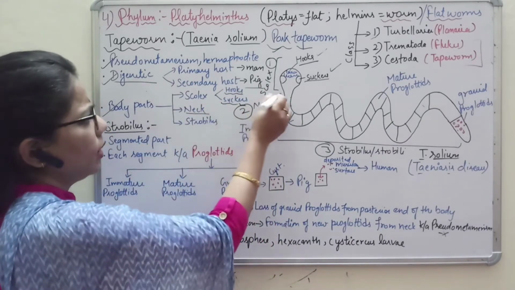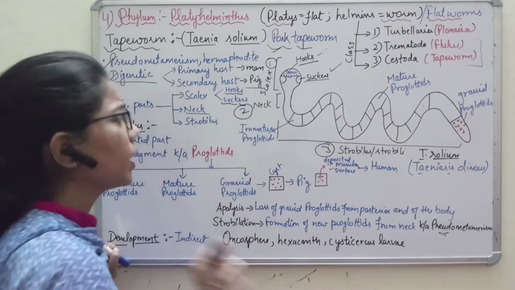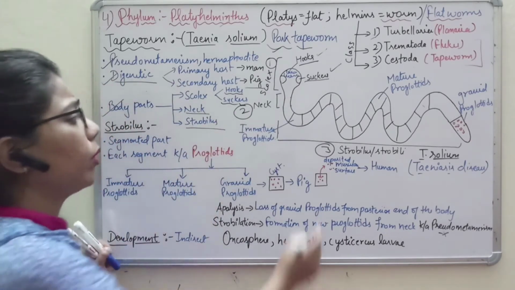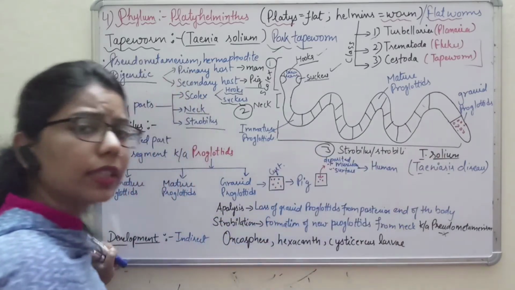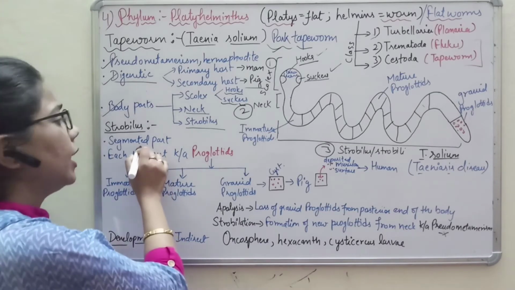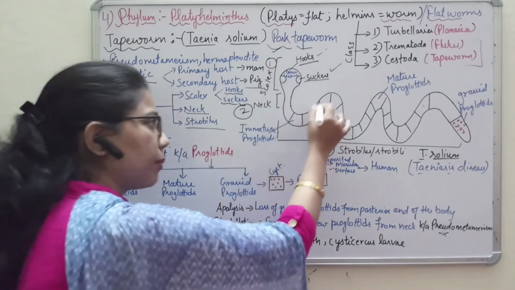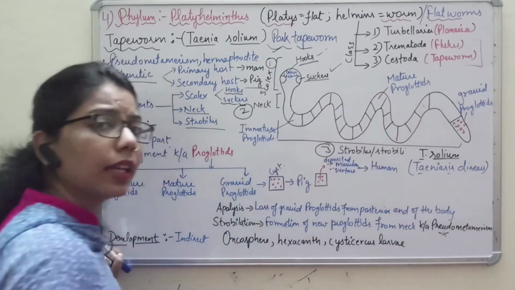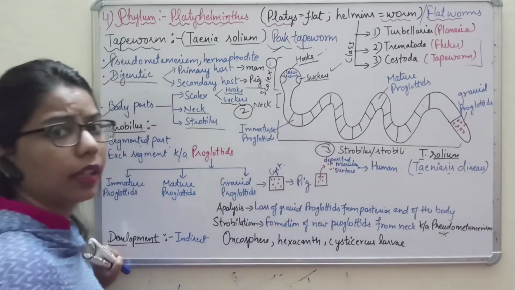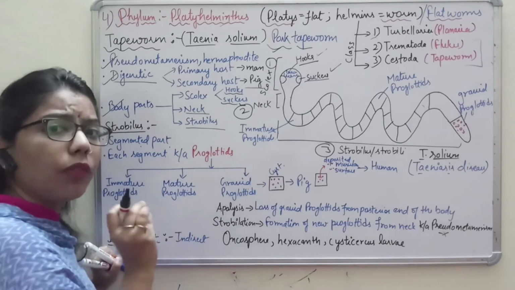Now the neck part, which is not segmented. After that there is the third part which is again important, that is Strobilus. What is the characteristic of this Strobilus? As I have said, it is a segmented part. In all the segments you can see, the whole body is divided into different segments, and each has its own gametes.